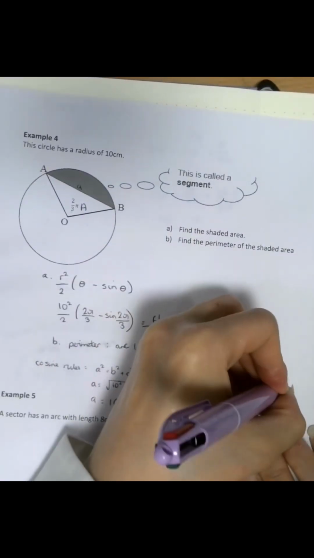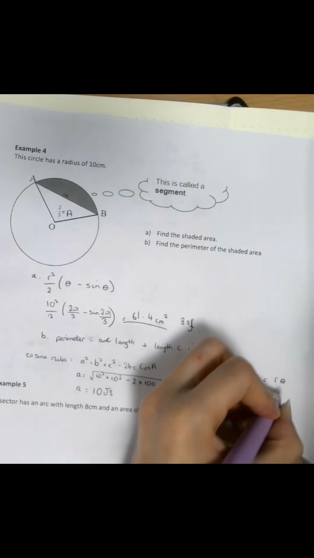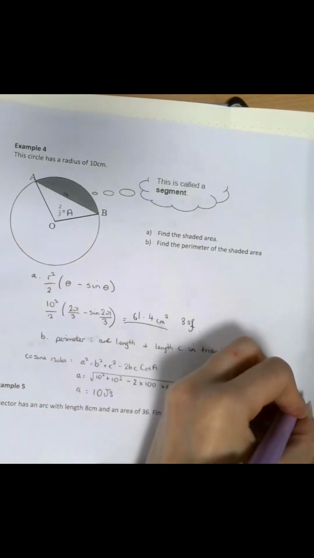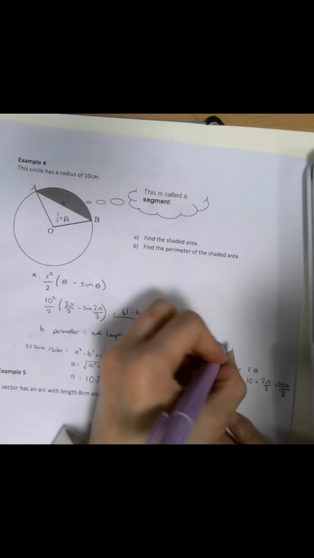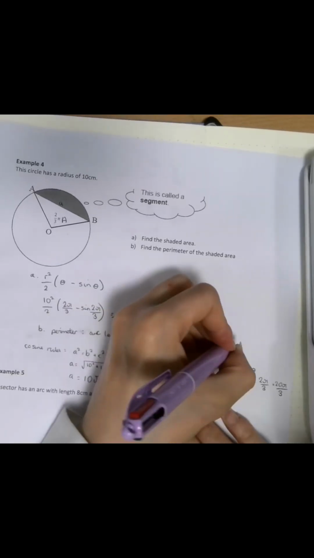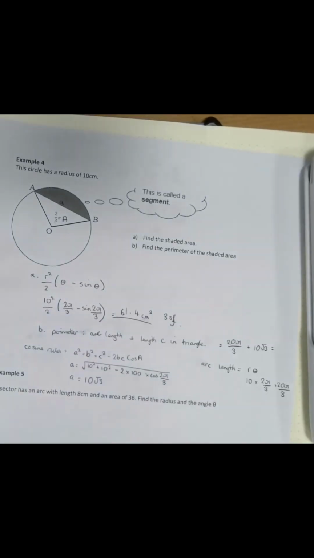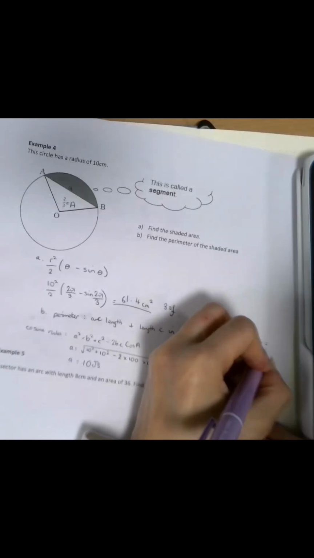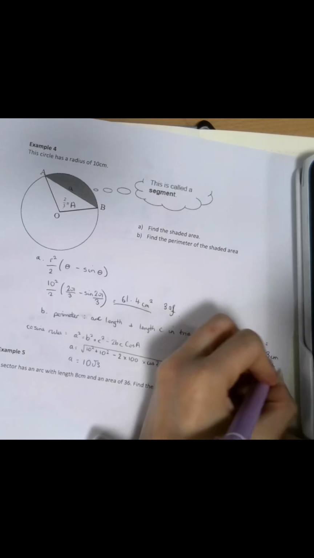So the arc length is just going to be r theta, with r being 10 and theta being 2 pi over 3. That will just give us 20 pi over 3. And then it goes together. The arc length being 20 pi over 3 plus 10 root 3 should give us the perimeter of the shaded area. That gives us 38.3, and it's a length, to 3 significant figures.